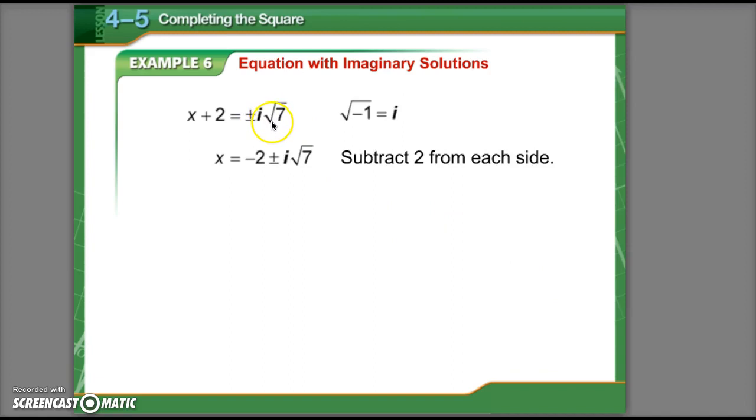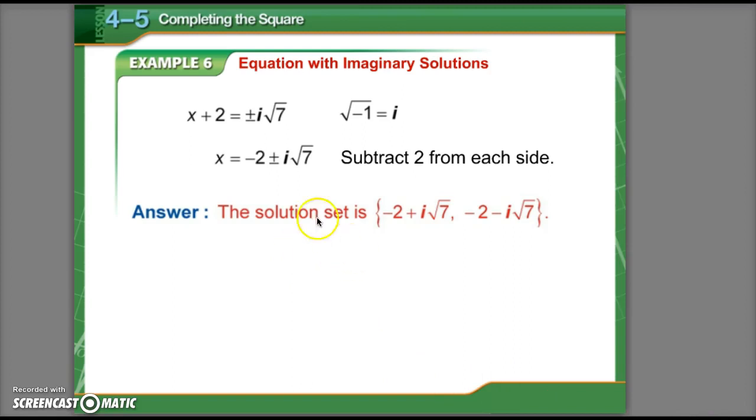Remember that when you have the square root of negative 7, you're going to factor that into negative 1 times 7. And the square root of negative 1 is i, so practically the negative 7 in here just becomes a positive 7 and the i comes out. Then we're going to subtract 2 from each side, so we have negative 2 plus or minus i times the square root of 7. So our answers to this problem are x is equal to negative 2 plus i times root 7 and x equals negative 2 minus i root 7.